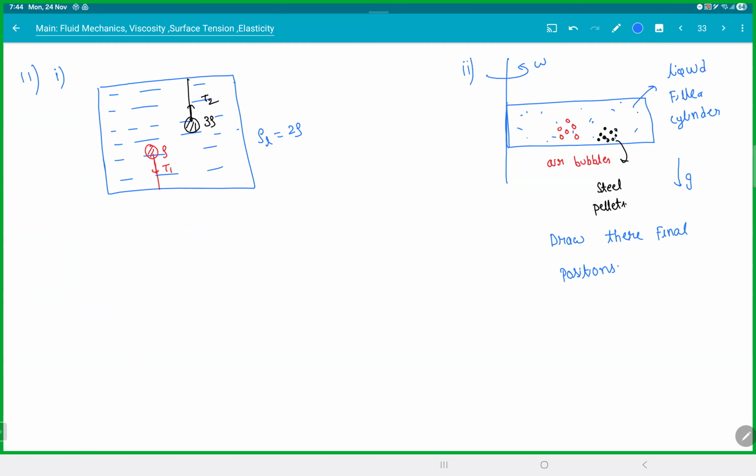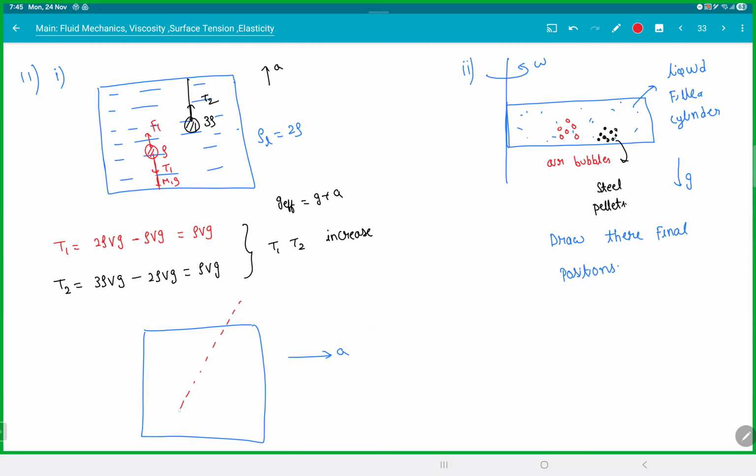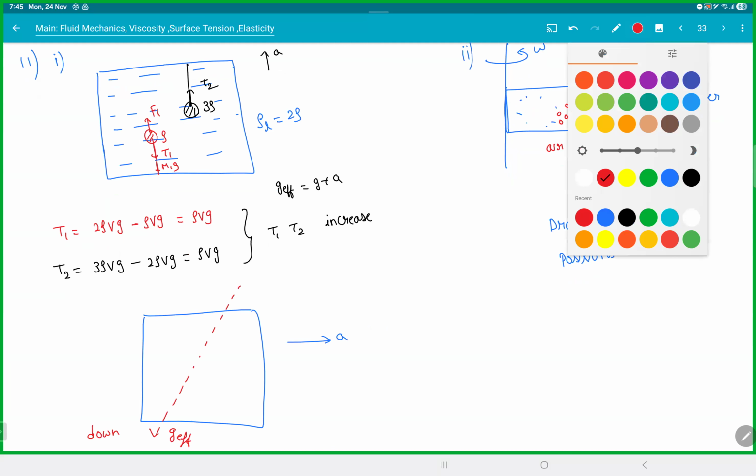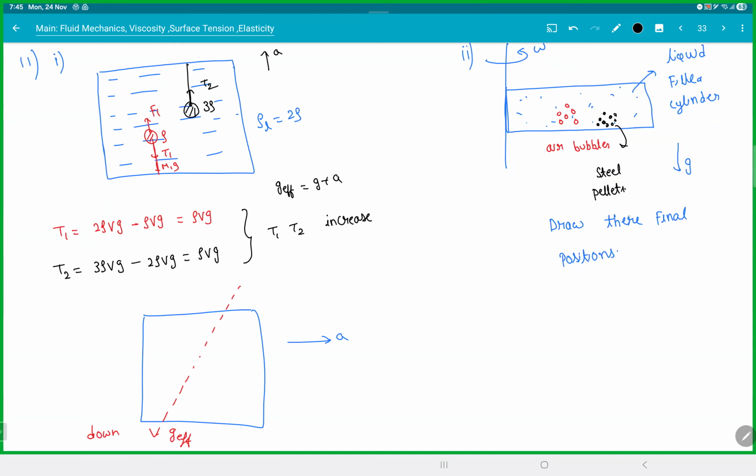Both the tensions will increase. And if it is accelerating horizontally, then how will the picture look? Now, if it is accelerating horizontally, the G effective will be somewhere in this direction. So this is down. And we know lighter objects will go in the opposite direction, will go up, and heavier objects will go towards the vertically downward direction. So this guy will actually become like this, the 3 rho. And this guy will actually go like this, the rho. You're getting it? Lighter objects will float, meaning they'll go up. Heavier objects, denser objects will sink. That means they'll be in the direction of G effective.